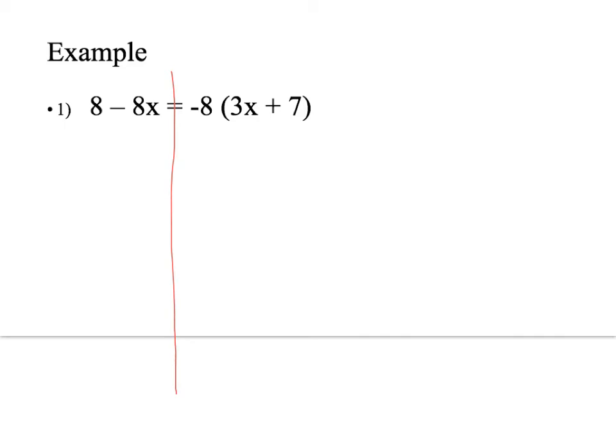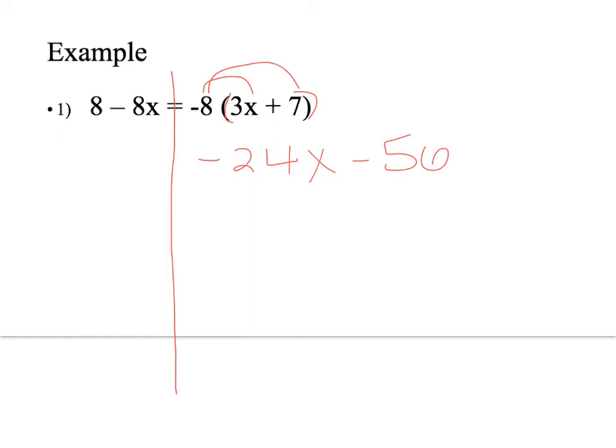Step 1 is to distribute. We do have parentheses here, so we can go ahead and get rid of those by distributing. So I'm going to distribute a negative 8. Negative 8 times 3 is negative 24. Then you're going to multiply negative 8 times 7. A negative times a positive is a negative, so we'll get negative 56.